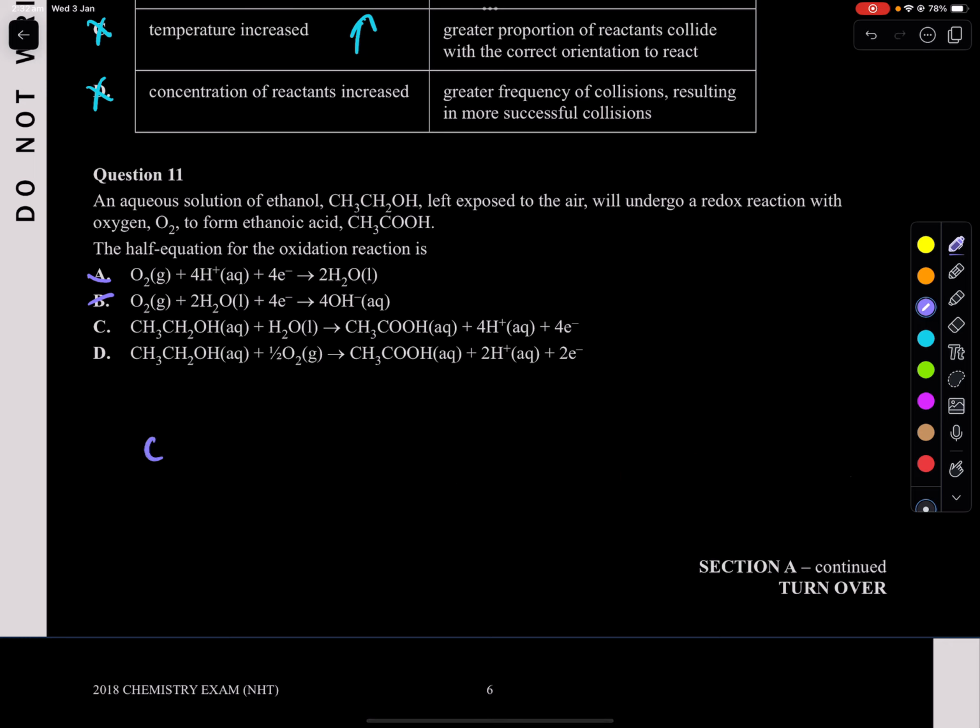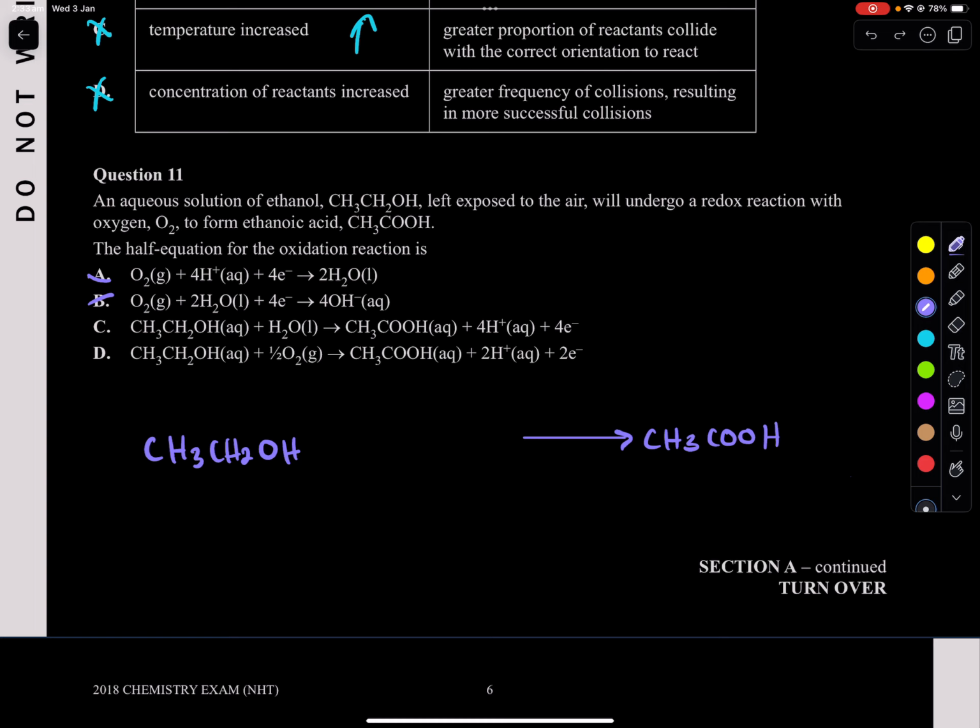So we're going from CH3CH2OH, that goes to CH3COOH. Now let's think. What environment is this going through? Well, it's most likely an acidic condition. So we can actually add some water and H+ ions.